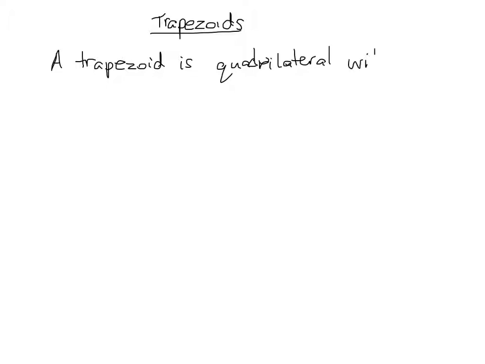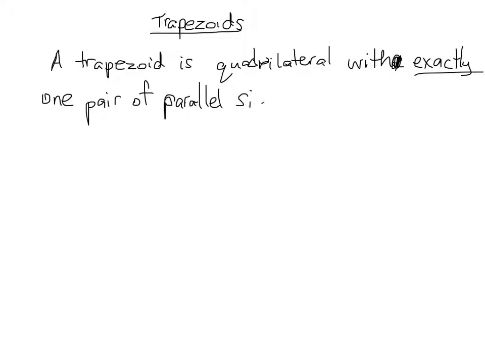And it's really important that we know that it is exactly one pair of parallel sides. Not two, not zero, but exactly one. Okay, so here's what a trapezoid looks like.